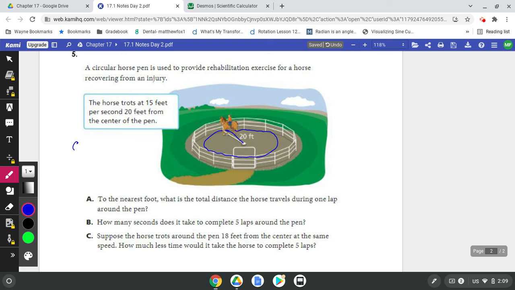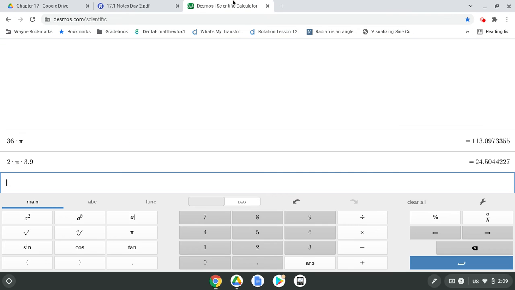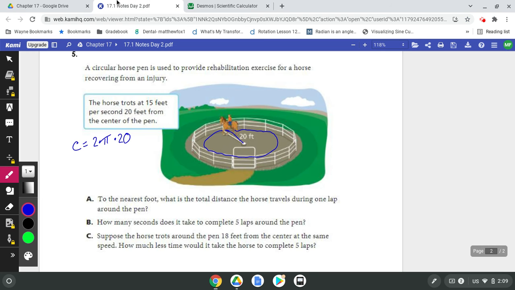So we can do C equals 2 times pi times our radius, which is 20. Okay, 2 times pi times 20. Now, if we do that, it says to the nearest foot. So we can round to the nearest foot. So 2 times pi times 20. And we get 125.6, so we'll round up to 126 feet.